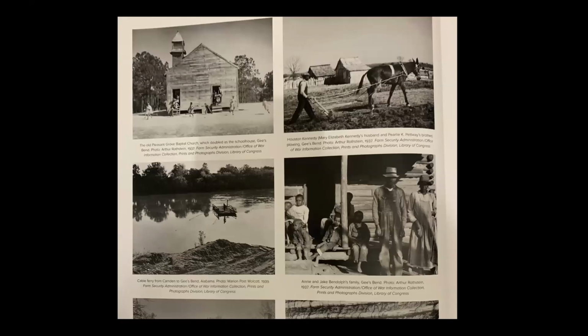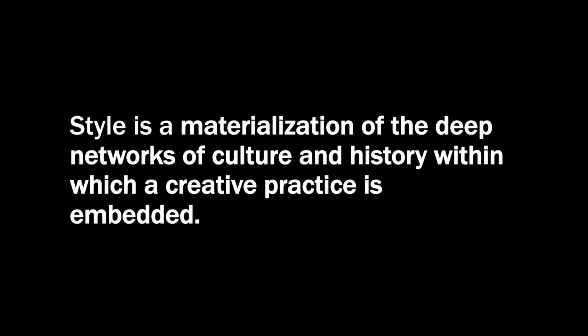And yet we can't possibly understand the quilt work of Gee's Bend without understanding the people who made the quilts and the places they live. Were we to abstract the style of Gee's Bend quilting outside of the place Gee's Bend, Alabama, we would be doing what is quite a familiar form of colonial violence, taking out the style from the place and the history and the people with which that style has been made. So my argument, my attempt to define style, is really that style is a materialization of the deep networks of culture and history within which a creative practice is embedded.